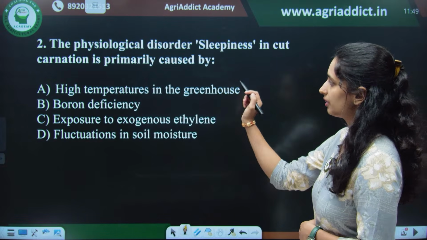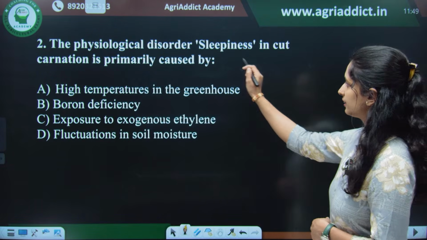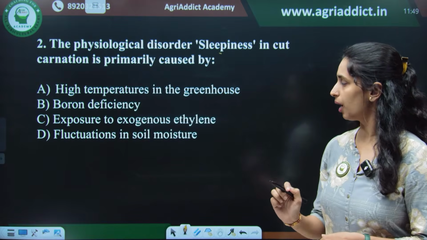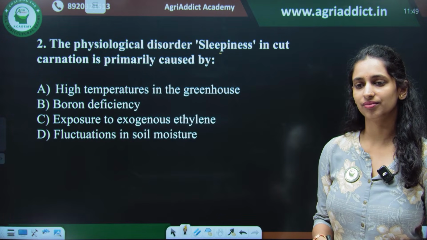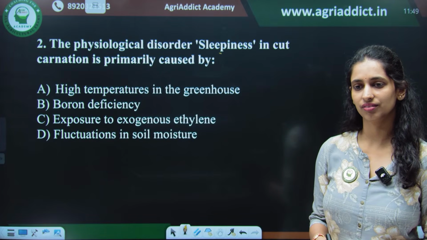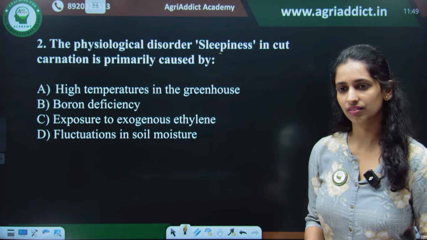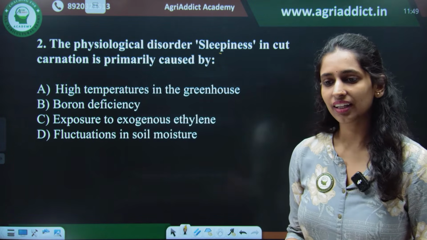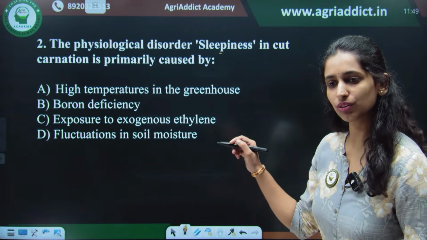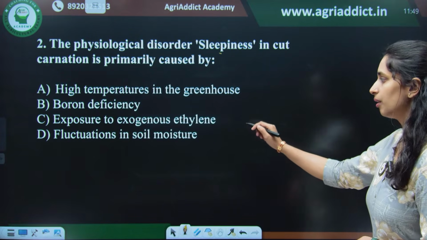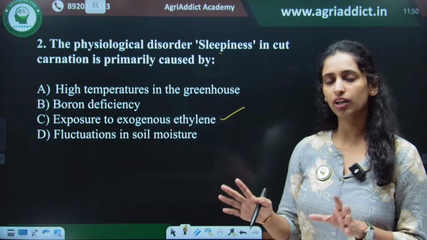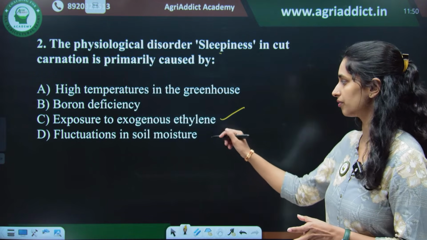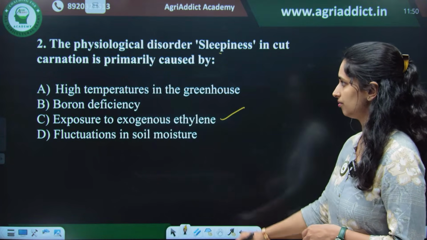So second question: the physiological disorder sleepiness in cut carnation is primarily caused by. Yeah, I can't read your names. Anu, it's the right answer. That is because of the exposure to exogenous ethylene. It is a very common disorder in carnation because of exposure to ethylene.